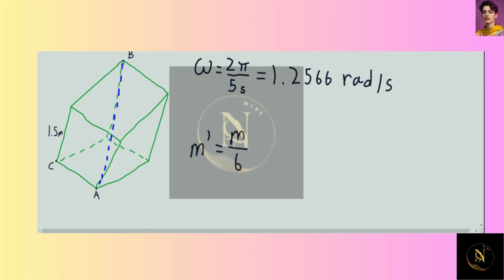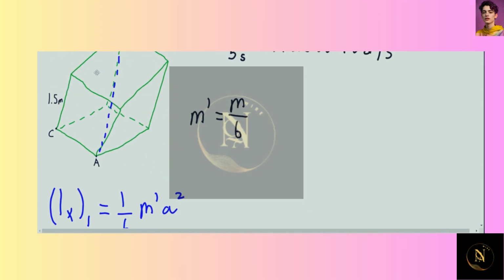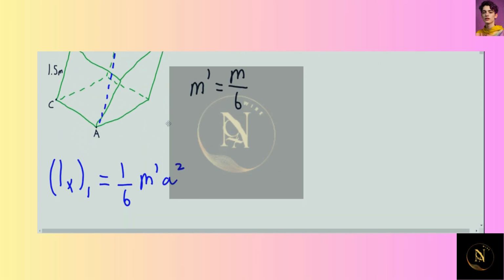So to start, we're going to find the moment of inertia for a side perpendicular to the x-axis. We're going to call that I of x1. And we can write that as 1 over 6 times m prime times a squared, where a is the length of this edge here. So it's 1.5 meters.